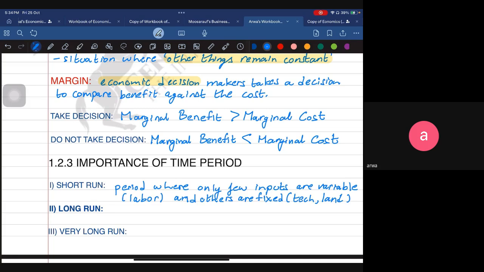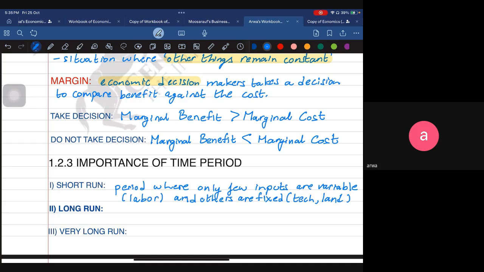Now the long run. In the long run, they can change. I think one remains fixed and everything else changes, because they will have accumulated enough profit to buy more land or more technology, and they can hire even more labor. That can in turn increase their productivity and their output a lot. If you talk about economies of scale, if their productivity was to increase, then it would increase their efficiency and lower their costs as well.